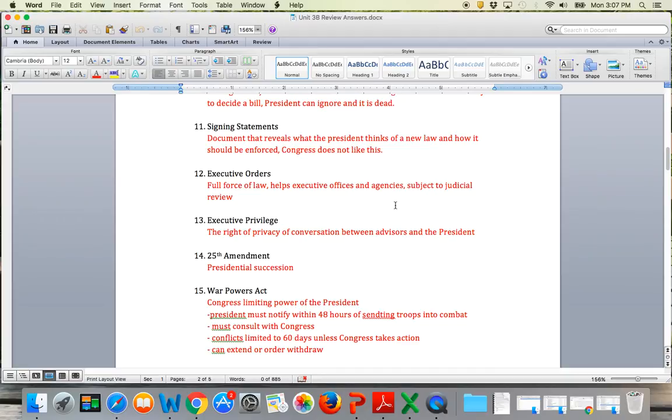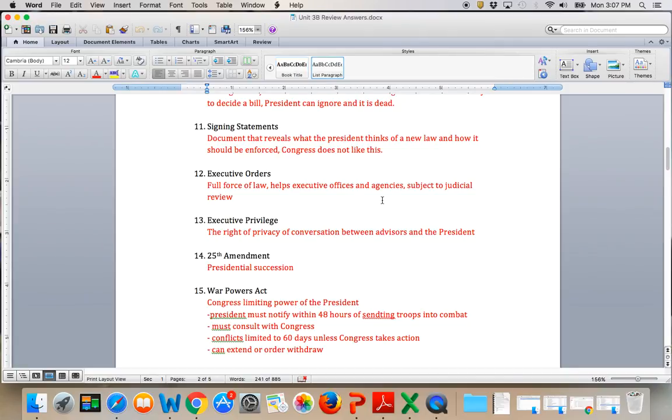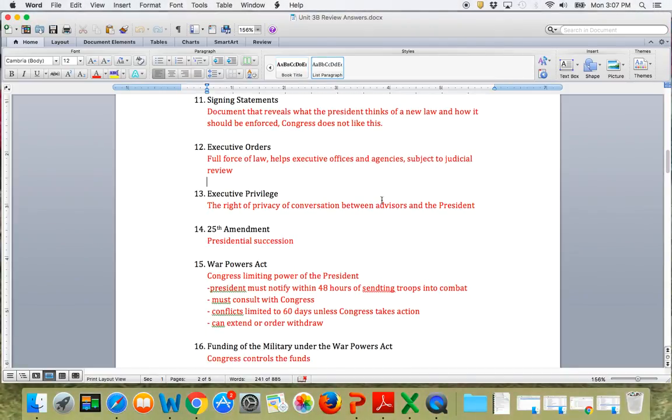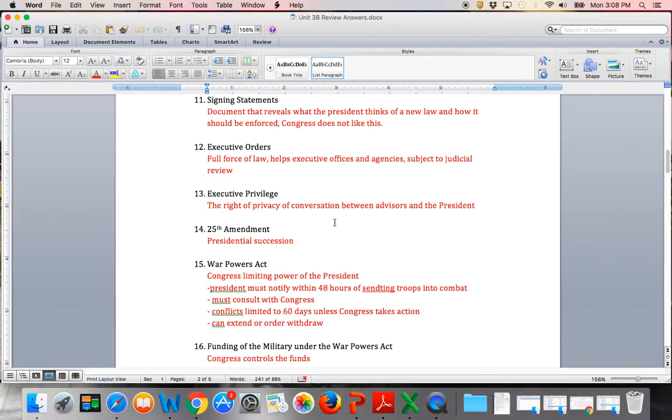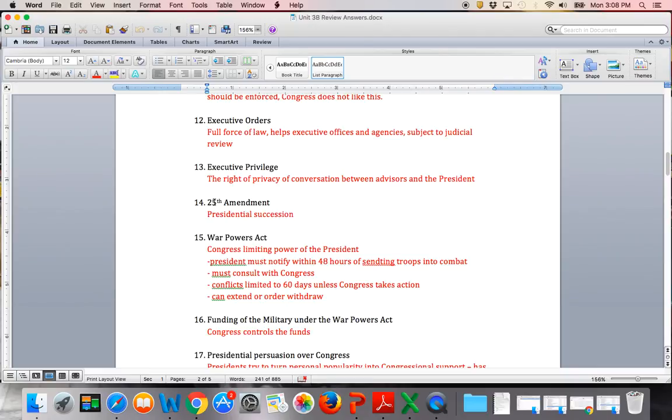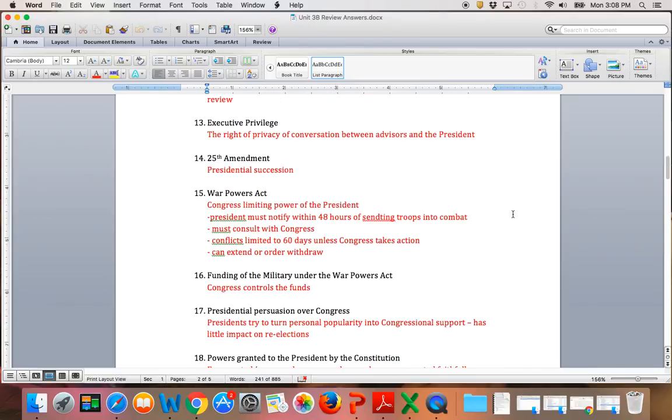Executive orders, full force of law, help the executive office and agencies implement things. Yes, there is judicial review. The President and their advisors can use executive privilege, so the right of privacy and conversation between the President and their advisors. The 25th Amendment deals with presidential succession, the VP right behind the President.